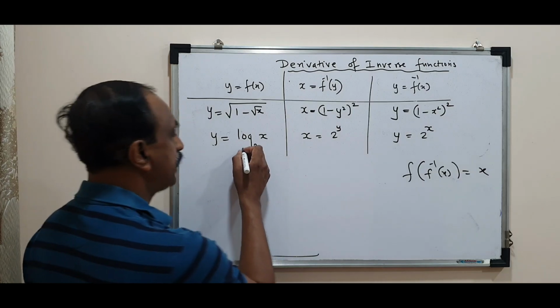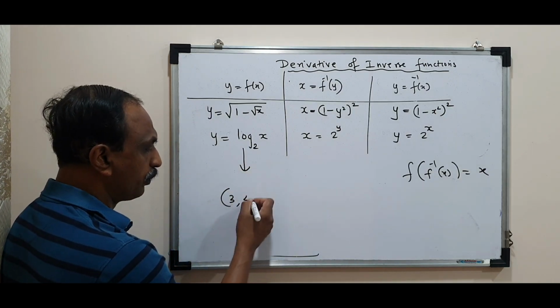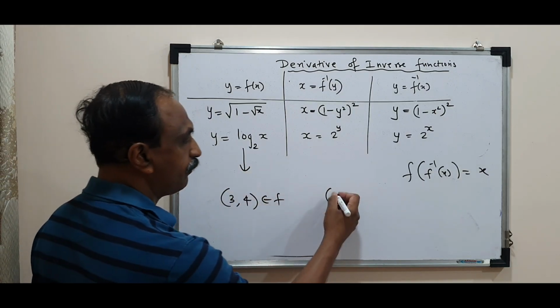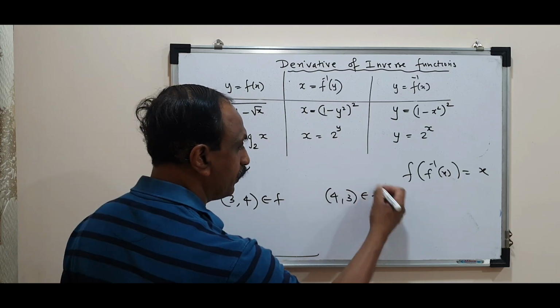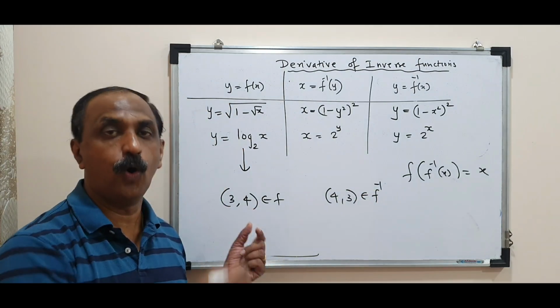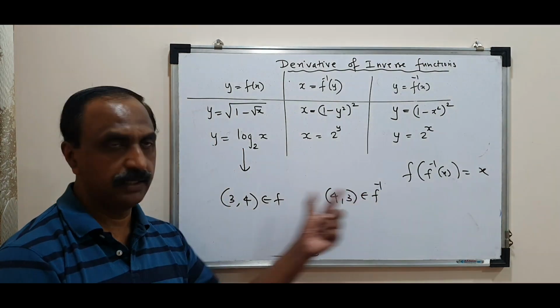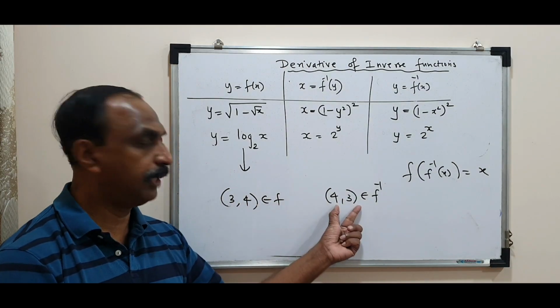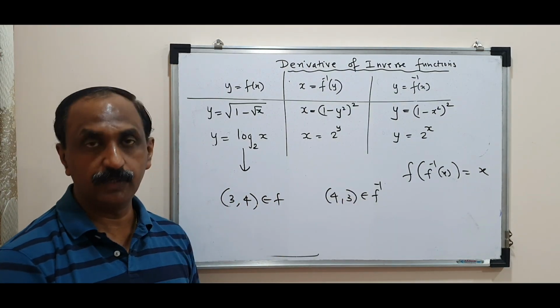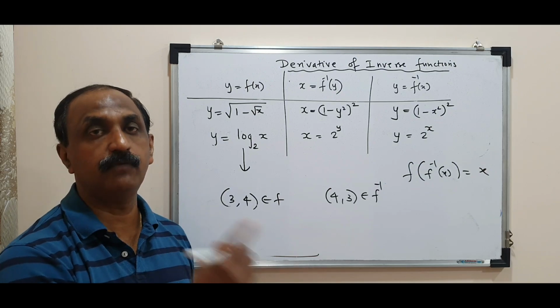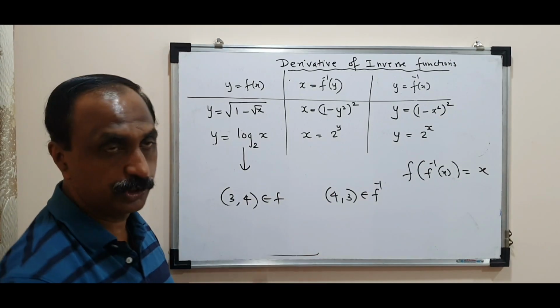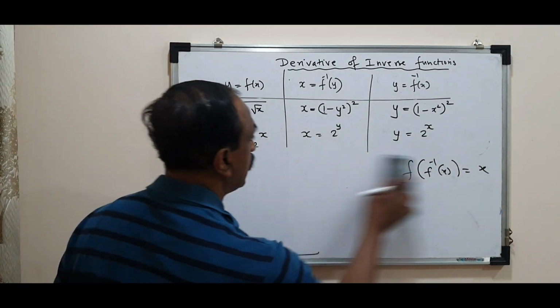The second thing to remember, as I told you: if (3, 4) belongs to f, then (4, 3) will belong to f inverse. For how many points? All the points. Every point this should happen. If (a, b) belongs to f, then (b, a) should belong to f inverse. Only then does one function become the inverse of the other. That is the definition of the inverse of a function. So these are the points to remember.